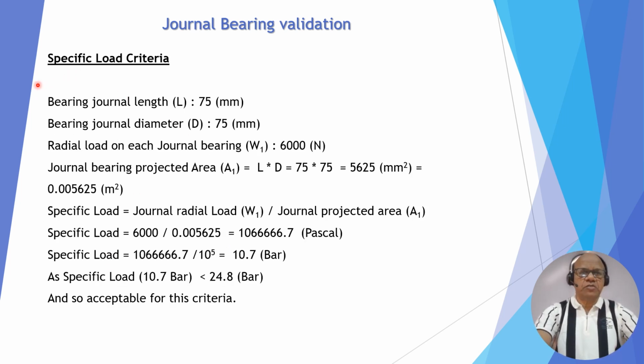Now the other criterion, that is the specific load criterion. So bearing journal length L is 75, bearing journal diameter D is 75. Radial load on each bearing is W1, this is 6000 Newton. So journal bearing projected area A1 is L into D, so 75 into 75, which is 5625 millimeter square. If you convert it, it comes as 0.005625 meter square. So specific load is equal to journal radial load divided by projected area, which is 6000 divided by 0.005625, which comes as this number in Pascal. To convert to bar, you divide by 10 to the power 5, which comes as 10.7 bar. So specific load is 10.7 bar, which is less than 24.8, so it is acceptable. So this is the validation for the journal bearing.